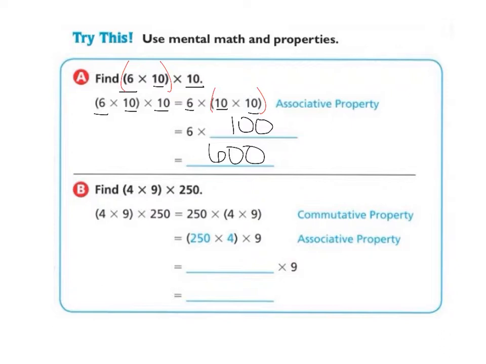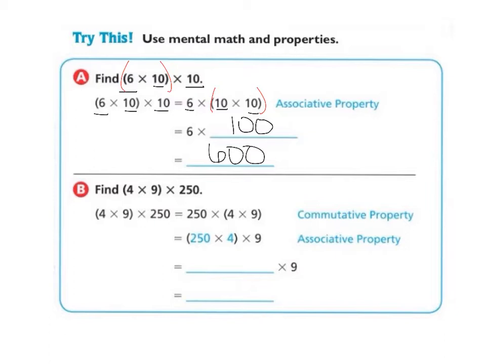Let's try this again. This time we're going to use both the commutative property, which allows us to change the order, and the associative property, which allows us to change the grouping. This time we're going to multiply 4 times 9 times 250. Wow, those are big numbers. Let's see if we can change the order a little bit to help make this easier.